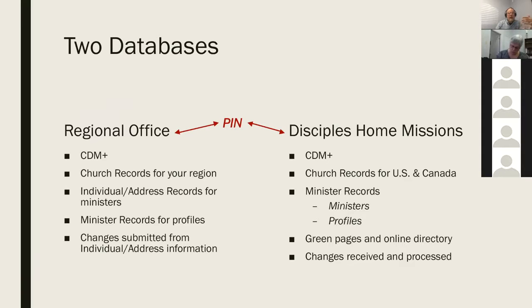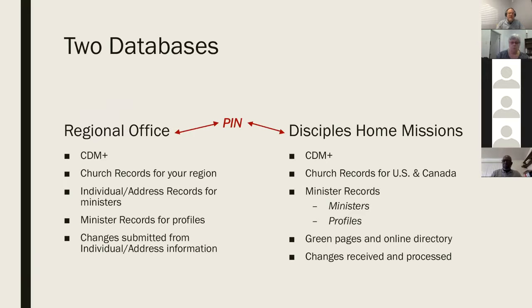Where they are similar is the general database has church records in it, and if you opened up church records on the general database, you'd see a window that looks exactly like a church record in a regional database. So a lot of that same information is there. The difference is in your regional database, you just have church records for the churches that are in your region, whereas the DHM database has church records for all of the churches that are or have been listed in the yearbook.